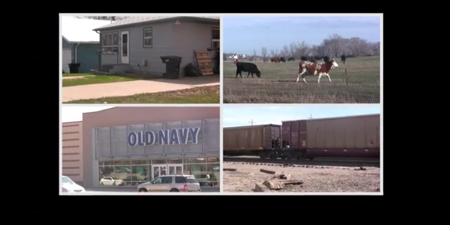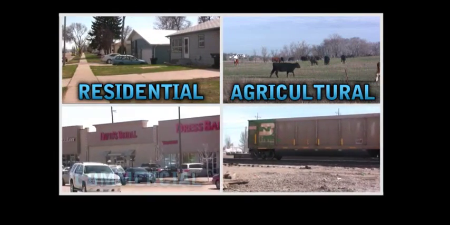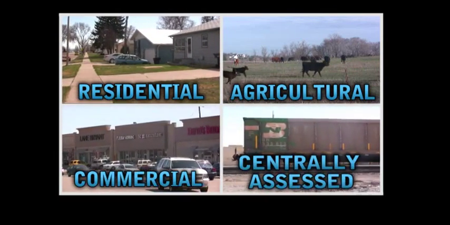The next step is to determine the type of property being taxed. There are 4 categories to consider: residential, agricultural, commercial, and centrally assessed. The taxable valuation of commercial, centrally assessed, and ag land is 10% of the property's assessed value. Residential property is 9% of the assessed value.